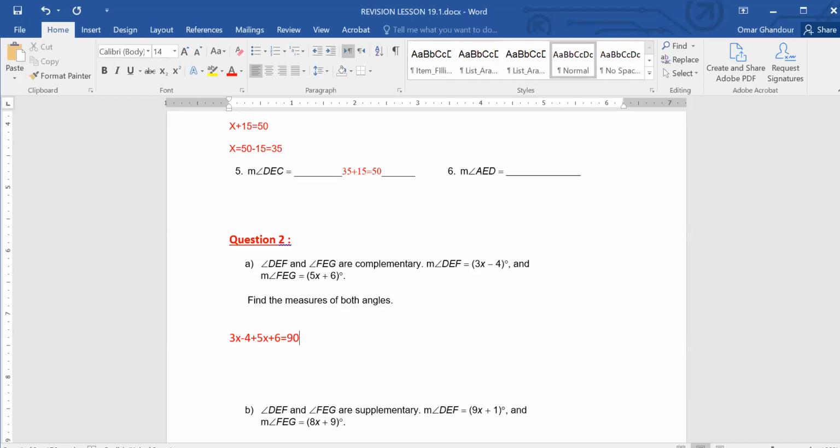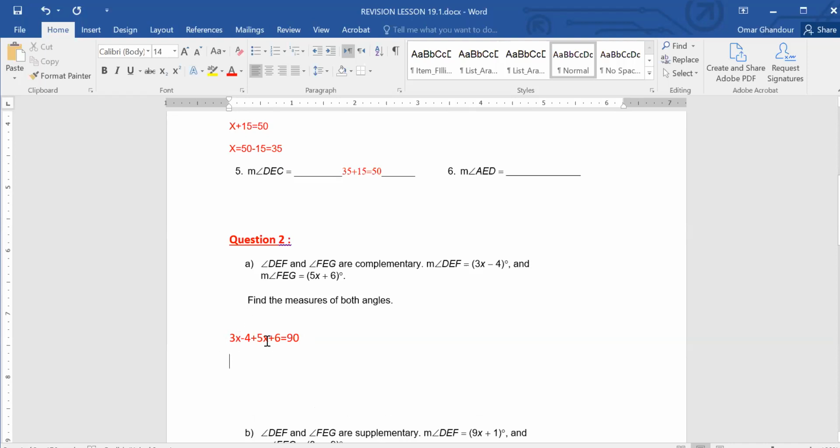And now how can I solve it? Combine like terms. What are my like terms? I have 3x and 5x in here, right? So those can be added: 3 plus 5 is 8x. And then minus 4 plus 6. All of you are going to write 4 plus 6 on the calculator. Wrong. This is minus 4 plus 6. Take each number with its sign. So minus 4 plus 6 is going to be plus 2. This is equal to 90 degrees.